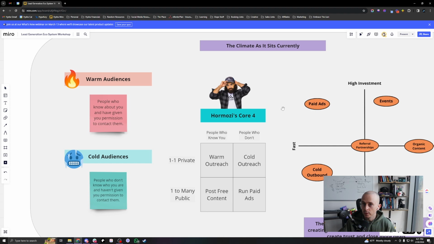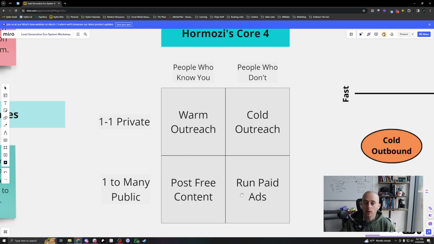I think Hormozi really does an incredible job of laying out what he calls his Hormozi core 4, right? Which is warm outreach, cold outreach, post free content, and run paid ads. And if you look at lead generation from a holistic standpoint, a 30,000 foot view, this is what you can do for lead generation. This is pretty much it. There's really no other options outside of warm outreach, cold outreach, post free content, and running paid ads.